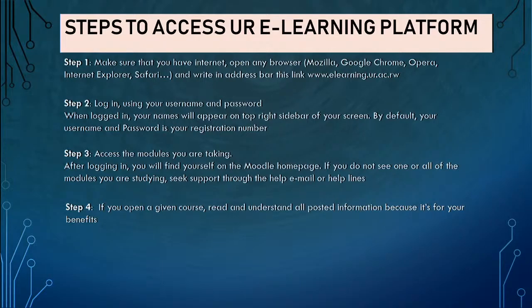You open any one of them and you write this given address, www.elearning.ur.ac.rw. After this step, the second one, you have to add your credentials, username and the password. By default to all students, your username is supposed to be your registration number. Step number three, you have to get access to the modules that you are taking at a given time.